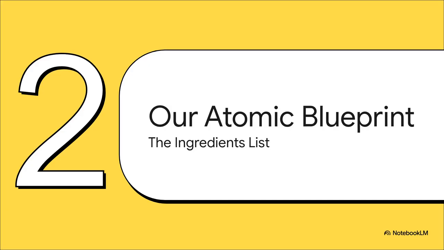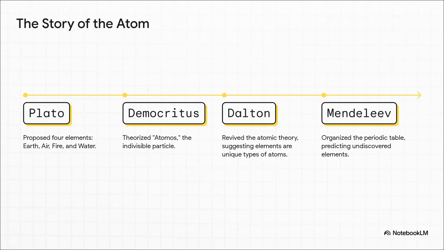All right, let's grab our next tool, the atomic blueprint. You can't build anything without an ingredients list, right? Well, figuring out our cosmic list of ingredients was this epic detective story that literally took thousands of years to solve. The case file opens way back with the ancient Greeks.